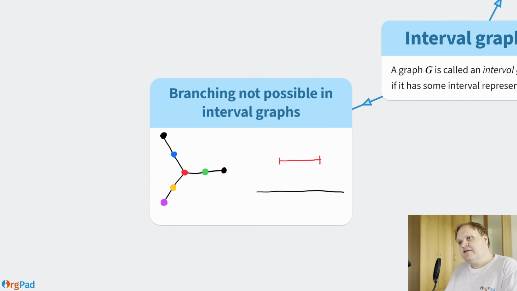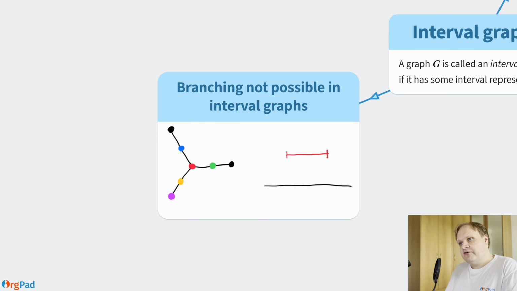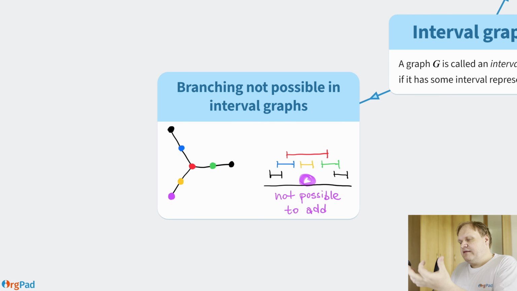Similarly, the subdivided star cannot be represented by intervals. The red vertex is represented in some way, and it has three neighbors: the blue one, the yellow one, and the green one. Now we can add neighbors for the blue one and the green one like this, but it is not possible to add the purple neighbor, since the entire yellow interval is covered by the red one. So adding the purple one is no longer possible. So this is not an interval graph.